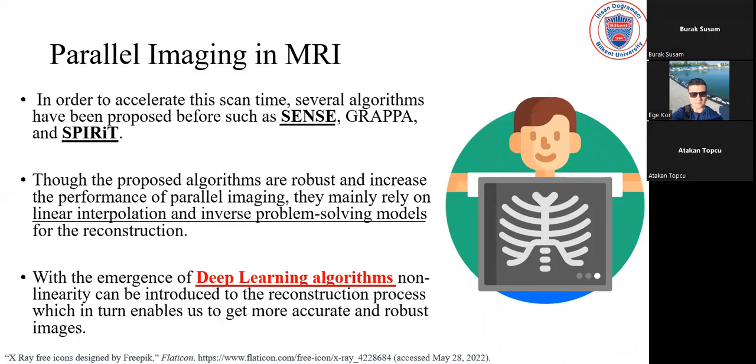like SENSE, GRAPPA, and SPIRiT. Although the proposed algorithms are robust and increase the performance of the parallel imaging, they mainly rely on linear interpolation and inverse problem-solving models for the reconstruction. Fortunately, with the emergence of deep learning algorithms, nonlinearity can be introduced to the reconstruction process, which in turn enables us to get more accurate and robust images.